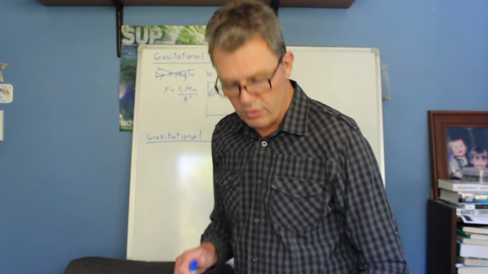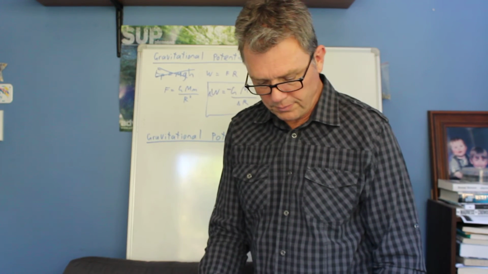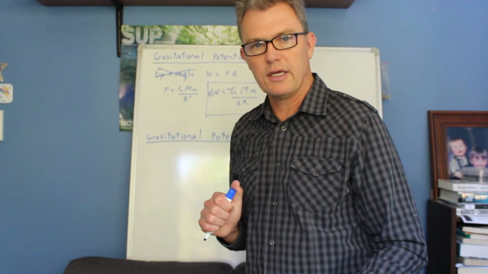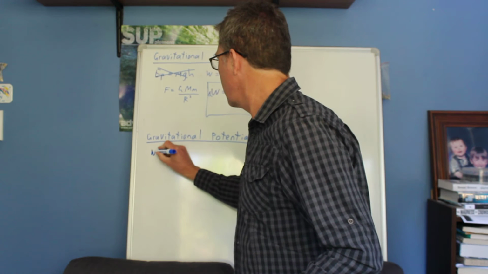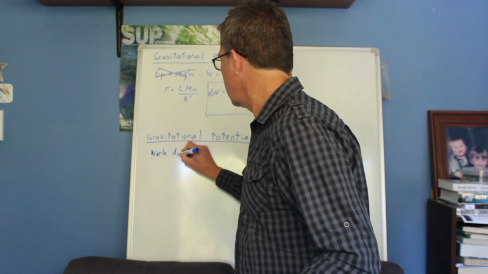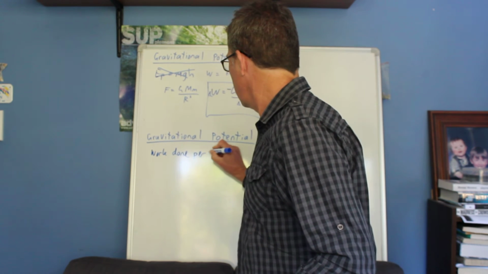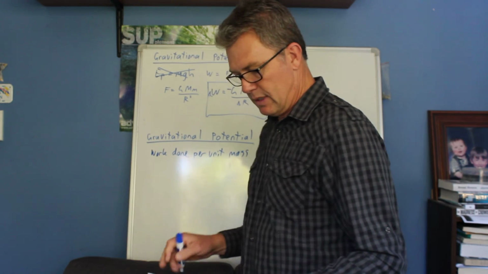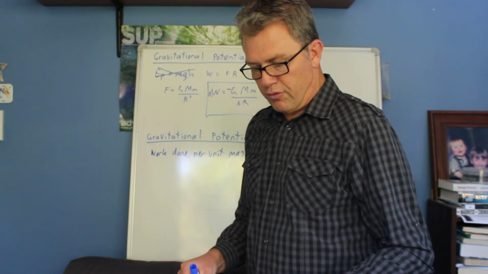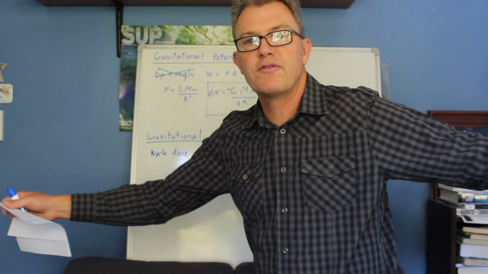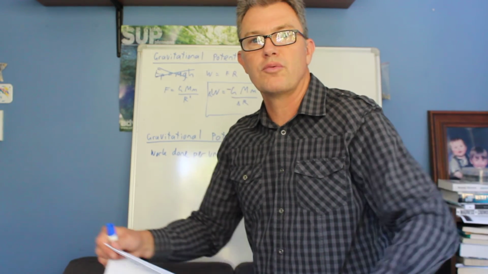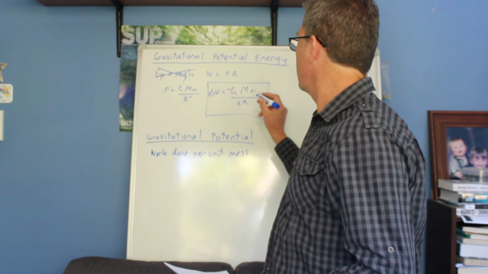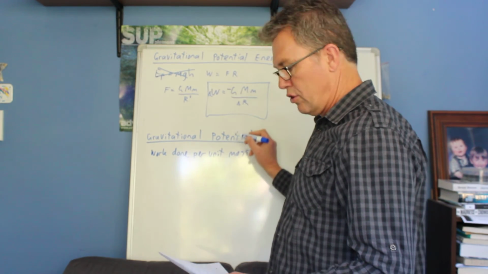Now, let's move on to gravitational potential. Gravitational potential at a point is the work done per unit mass in bringing the mass from an infinite distance away to a certain point. So in a sense, it's equal to the work done per unit mass.